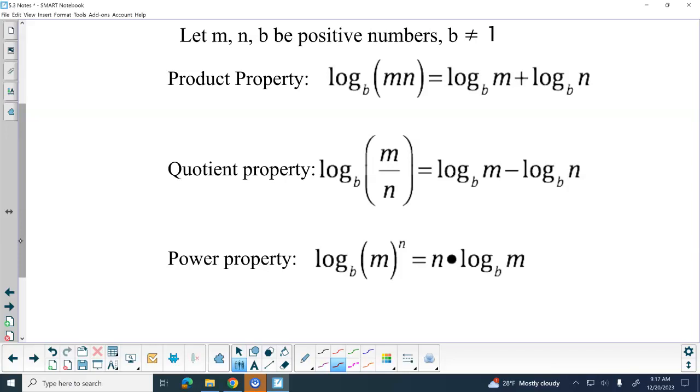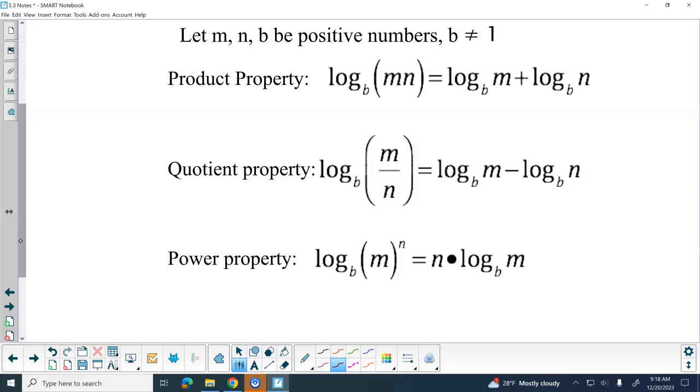So, those three properties: I'm not going to ask you on the final or tomorrow's formative, what is the product property? I'm not going to ask you to specifically write down what the property is. But I do expect you to know how to use it. If we're adding, that goes with multiplication. If we're subtracting, that goes with division. Or vice versa. If we have two things being multiplied, we can break up the log, or expand the logs. Or we can condense the logs.